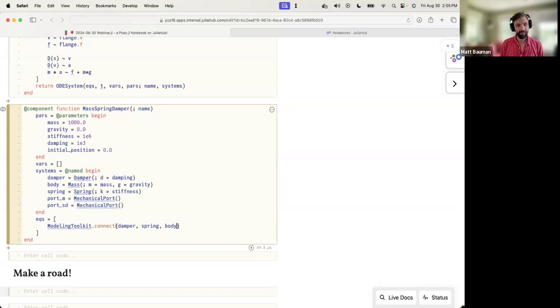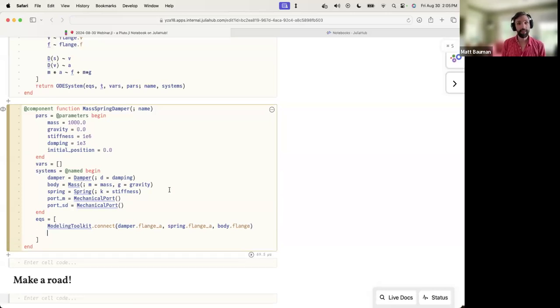But how are we connecting these things, right? We have our damper and our spring and our body. What are we actually connecting here? Well, we need to explicitly say we're connecting the mechanical ports, right? And we're going to connect our flange A of our damper and our flange A of our spring with the body of our mass, right? Just the flange of the body. So we're saying the A side of the damper and the spring get connected to our body.